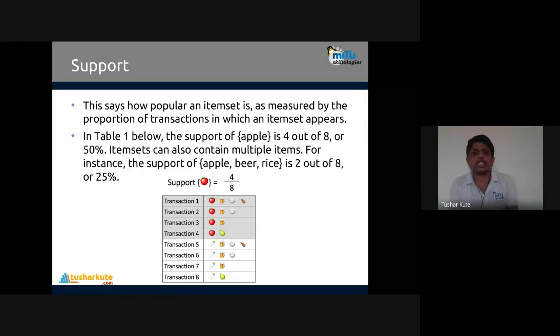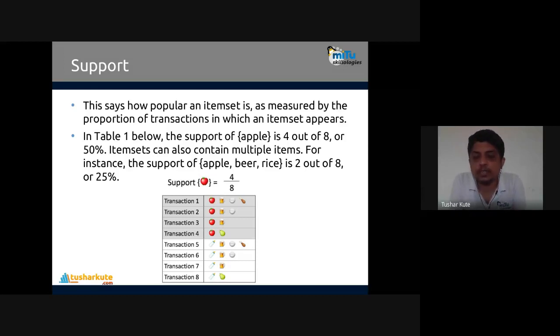Now let's take the support of apple. In all 8 transactions, how many times has the apple occurred? 4 times. Out of 8, 4 times the apple has occurred in the transactions. So 4 out of 8 is the support of the apple: 50%, 0.5. Okay, that's what the support of it is.